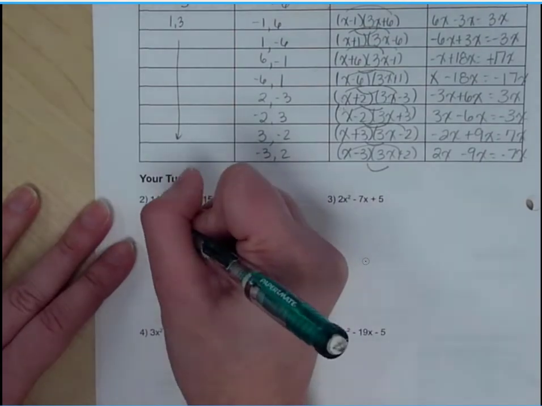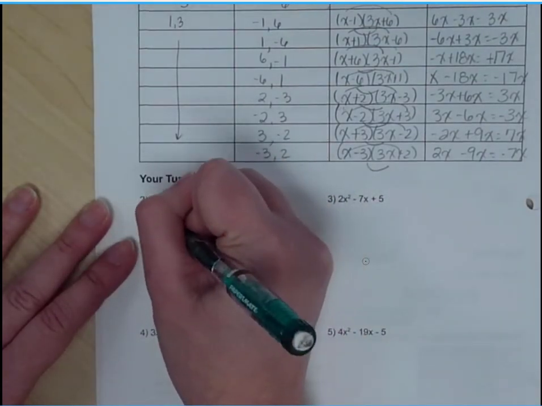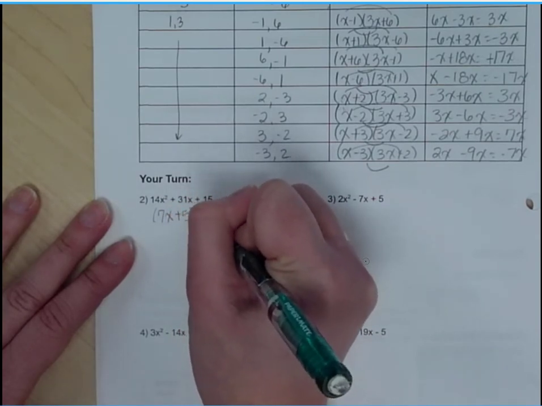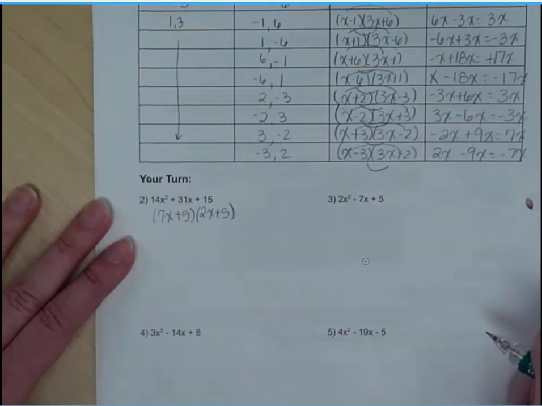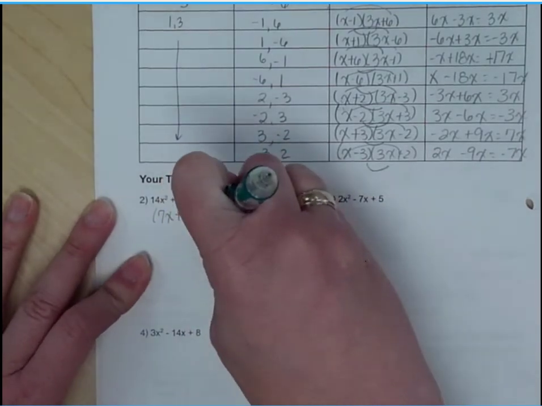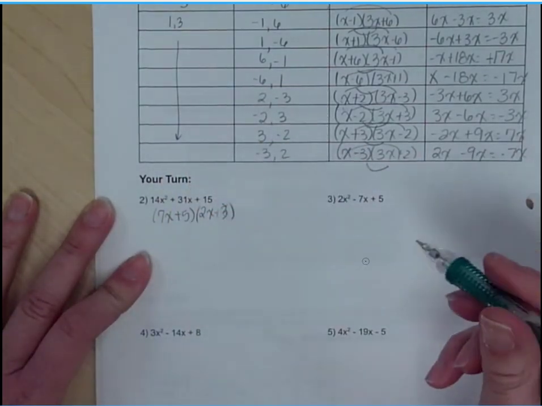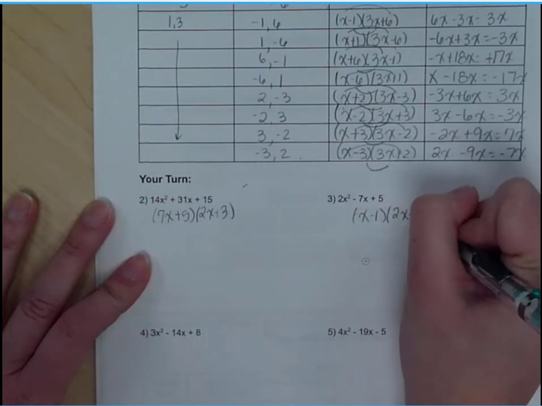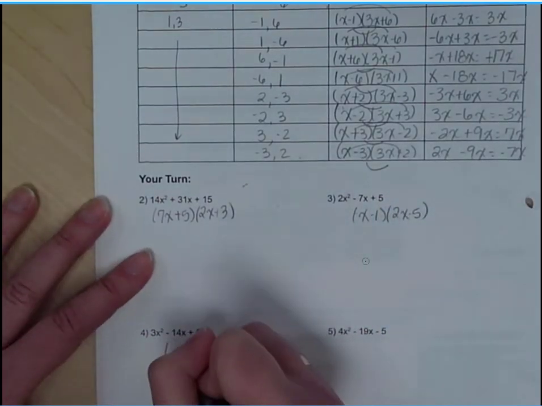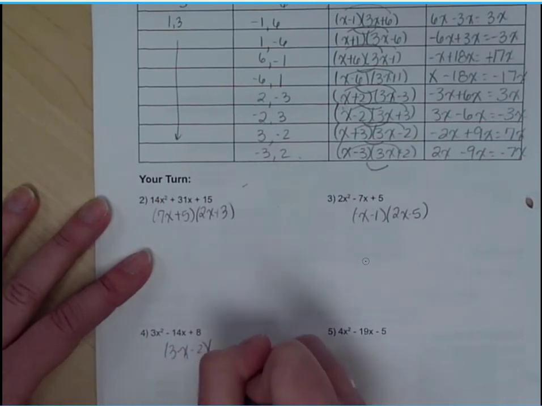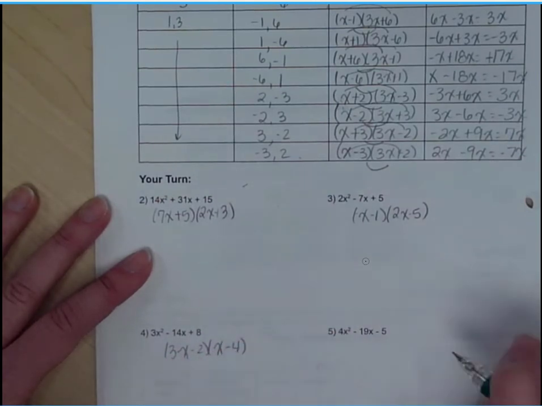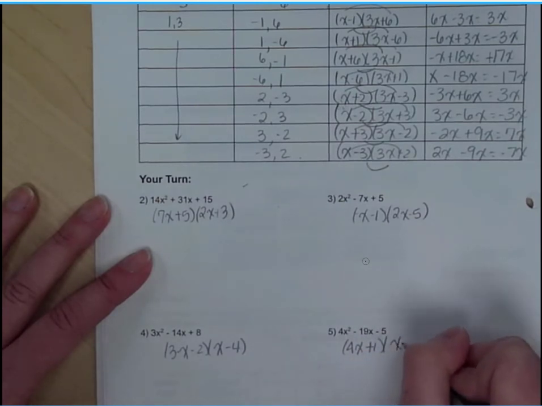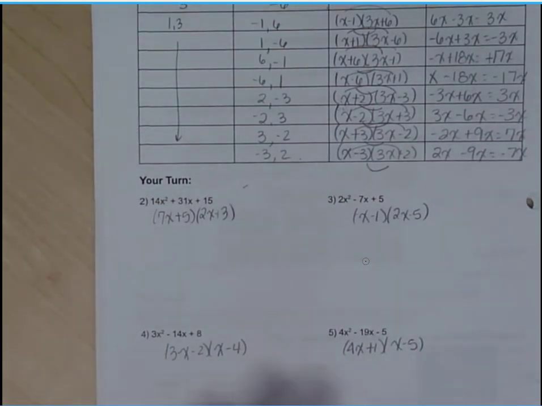All right, my final answer for 2 is 7x plus 5 times 2x plus 3. My answer for 3, x minus 1, 2x minus 5. Number 4, 3x minus 2, x minus 4. I have 4x plus 1, x minus 5.